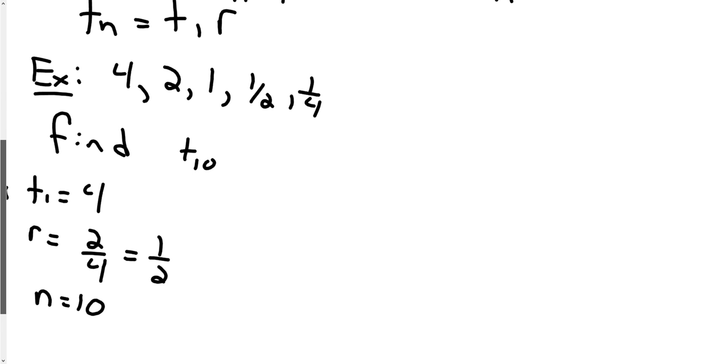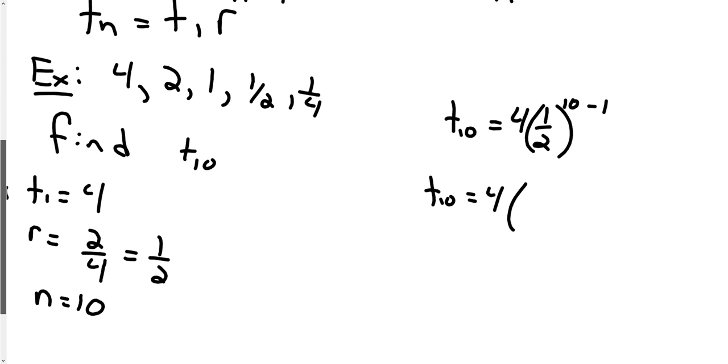So then you plug that in. 4 times a half, all to the power of 10 minus 1. How do you do that on the calculator? I will show you, Chloe George. Very good question. So that's just going to be 10 take away 1 at a time. So you do that part first.